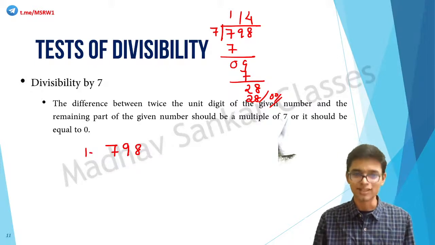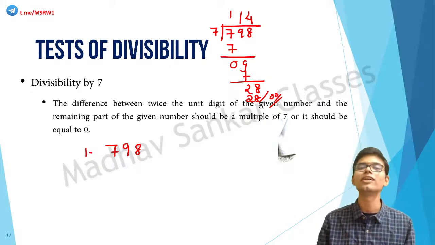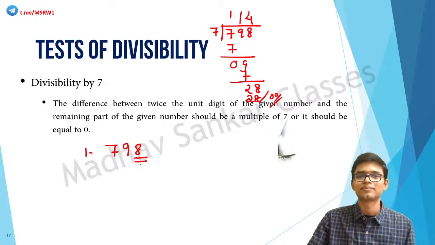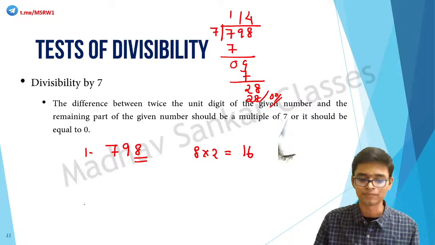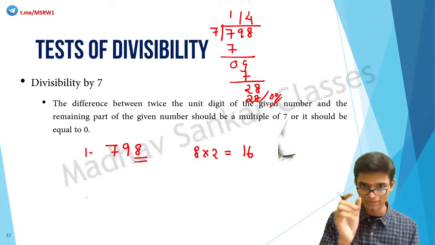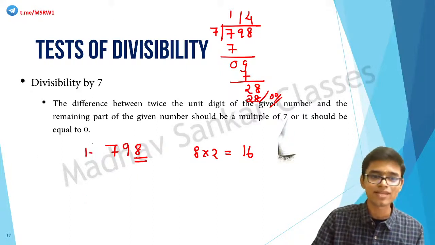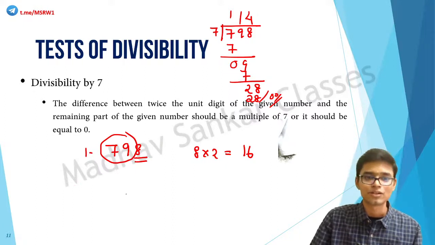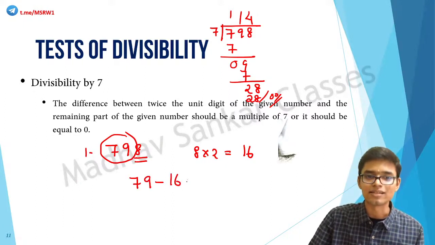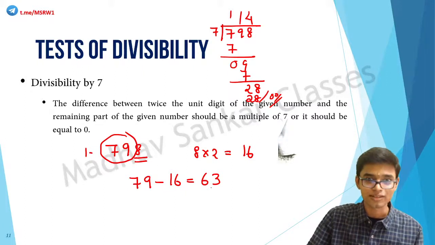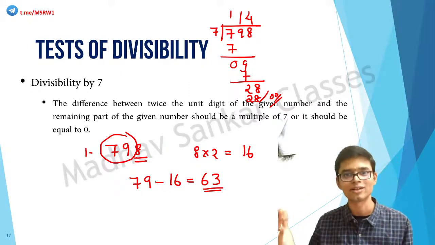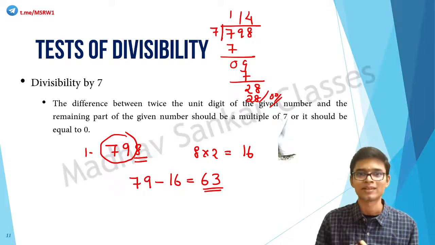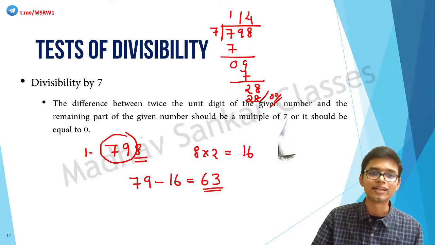You can do this, but just to give you an understanding of this method, how would we do it? Take the units digit, 8. Multiply it by 2. 8 into 2 is 16. Then we subtract this from the remaining number, which is 79. 79 minus 16 is 63. We have to check if 63 is divisible by 7. If it is divisible by 7, then the number itself is divisible by 7. Otherwise, it's not. Here 63 is perfectly divisible, right? 9 7s are 63. And because it is divisible, 798 is divisible by 7.